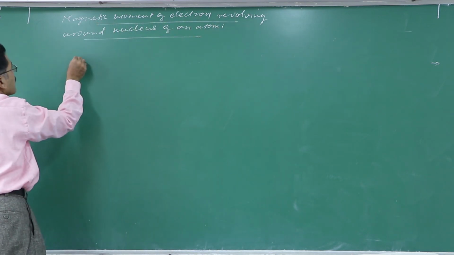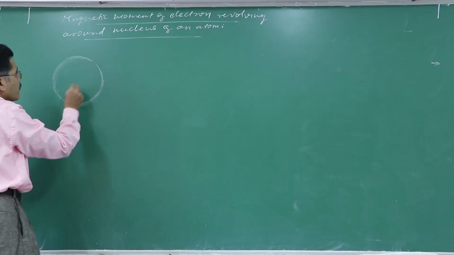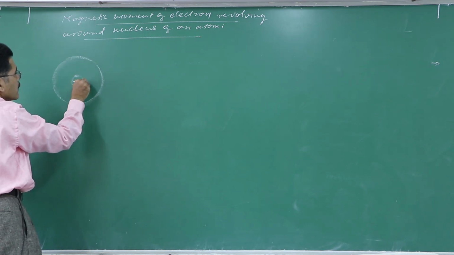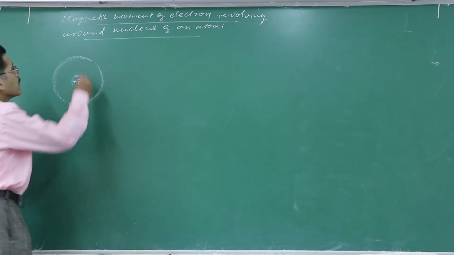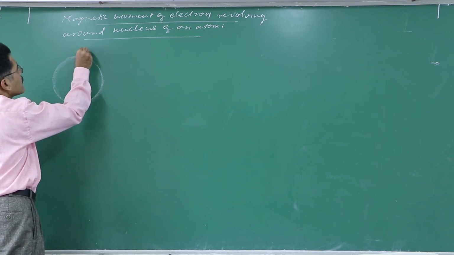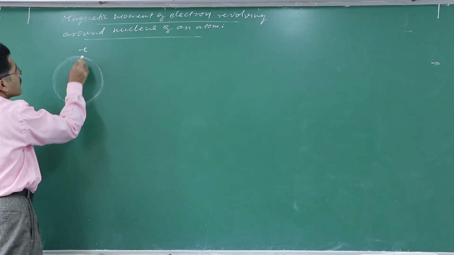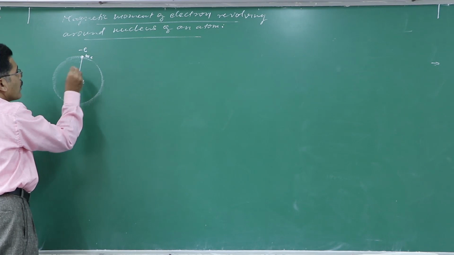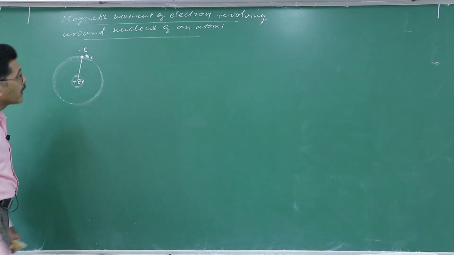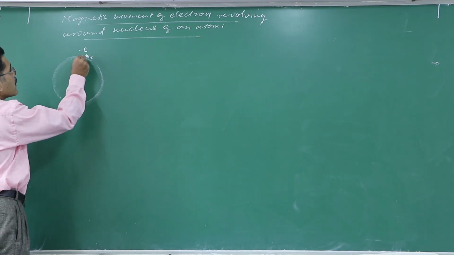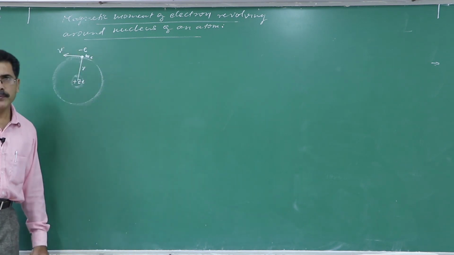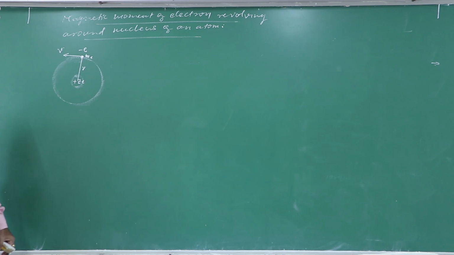See, let me consider an atom. The charge on the nucleus is Ze. See here, electron of charge minus e and mass me is revolving around the nucleus. Let r be the radius, let v be the orbital speed of the electron.